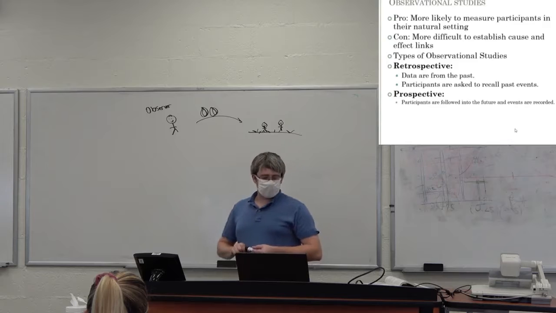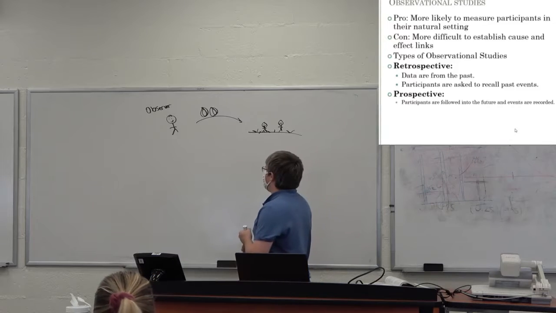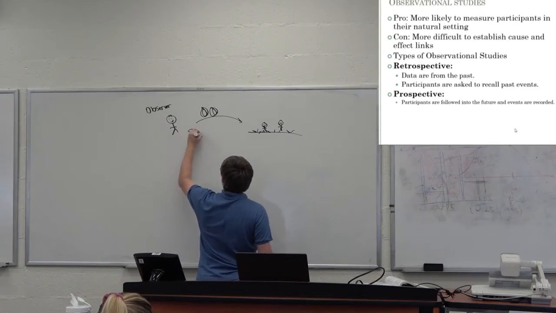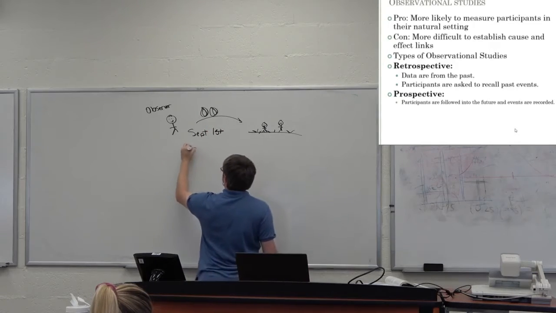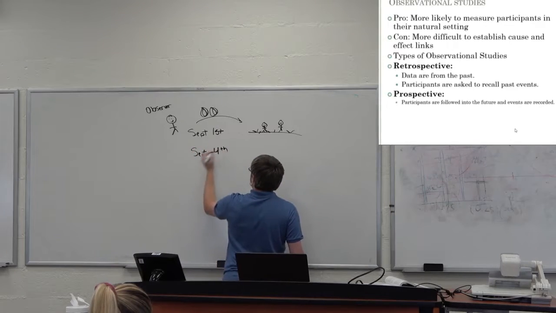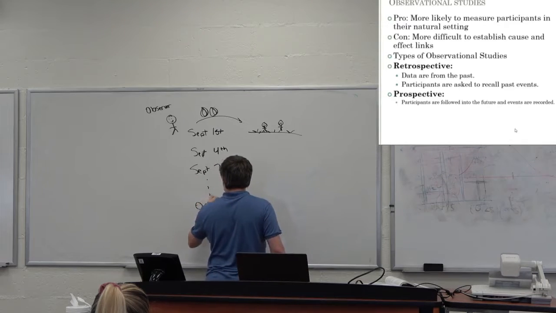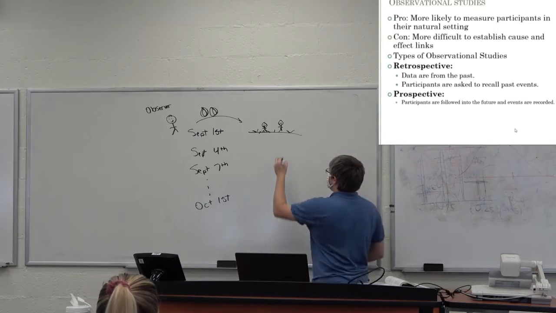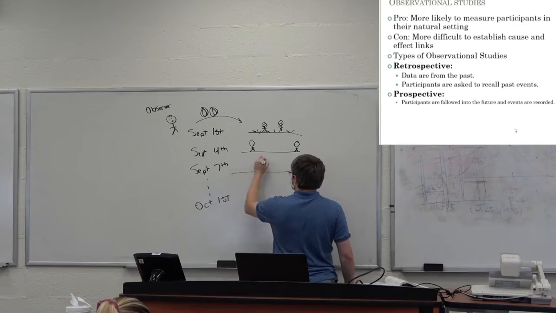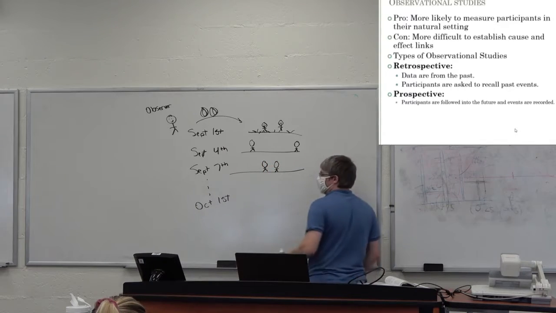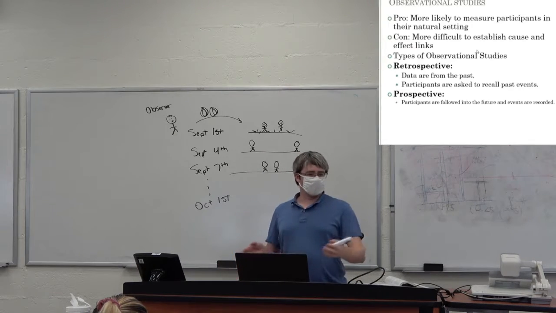A prospective study is that the participants are followed into the future and their events are recorded. So suppose I'm observing these people on, let's just say, September 1st. And then I see what they're doing for a little bit, and then I look at them a couple days later. And then I go all the way down to maybe October 1st. And then I see what they're doing in their environment. Maybe they moved a little bit. Maybe they're getting closer together. Maybe they eat. Depends on what you want to measure in your observational study. The thing is that you continue to measure them into the future.